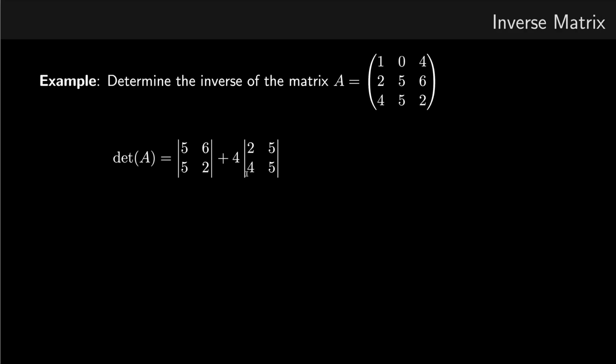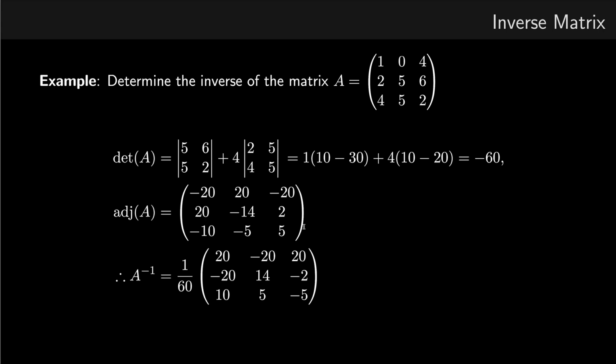Okay, so the determinant of A: I'll expand along the top row, the first row. So we have the 1 multiplied by the determinant of the 2 by 2 matrix 5 6, 5 2. Then we have 0, so I'm not going to include that, we don't have to worry about that. Then we have 4 multiplied by the determinant, if we block off the first row and third column, of 2 5, 4 5. Okay, so the determinant of this matrix A is -60.